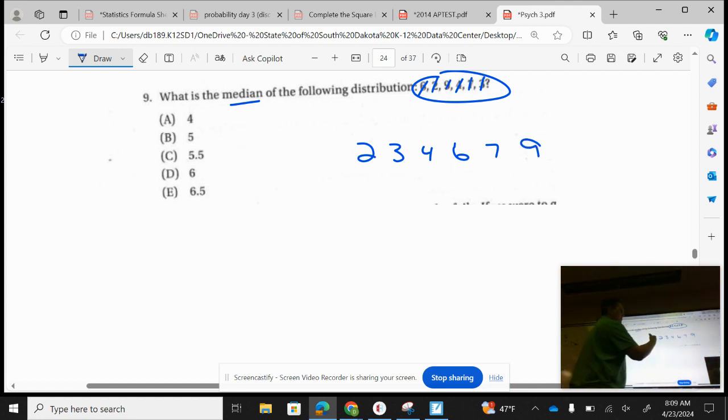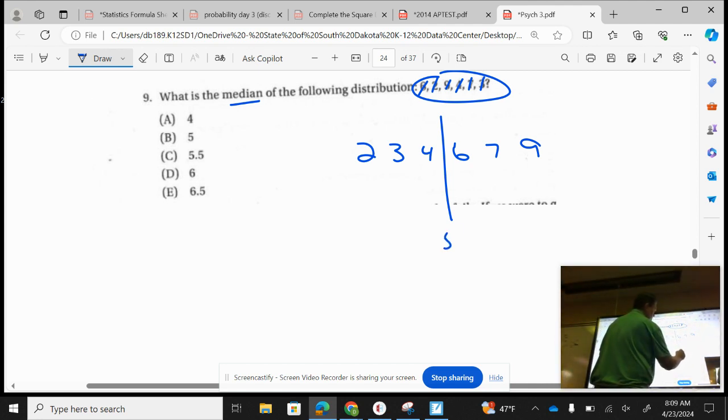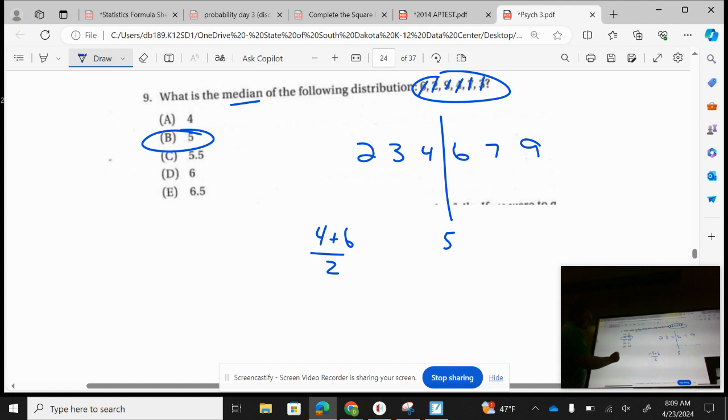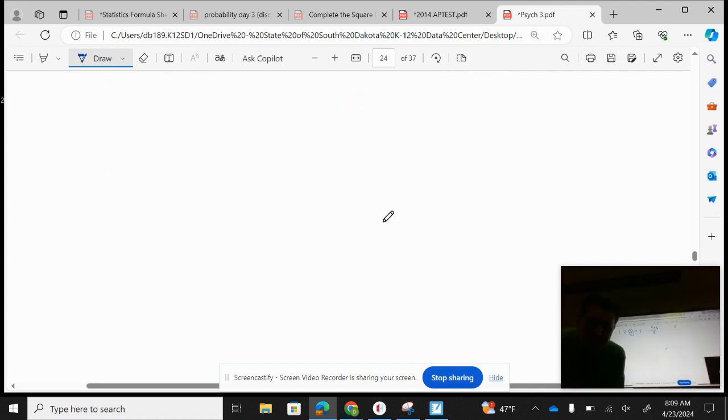Okay, with an even amount, you're looking for the middle. So the middle is in between those two numbers, so we have to average those two. 4 plus 6 is 10, divided by 2. Our median needs to be 5. If I have a simpler version, 1, 2, 3, 4, 5, what's the middle? The middle is directly in the middle there. That would be a median of 3.